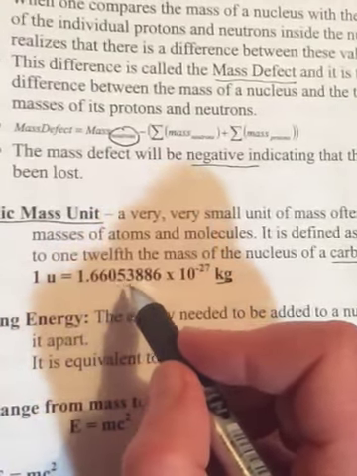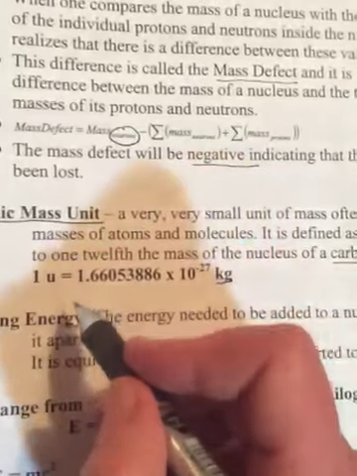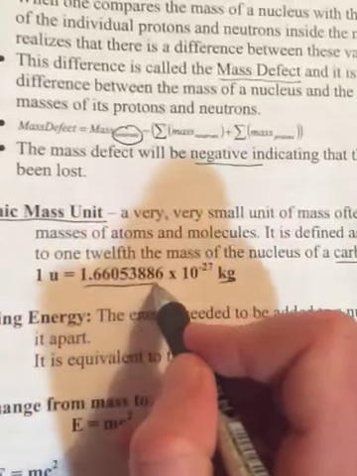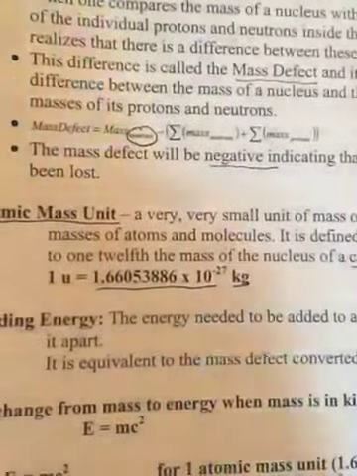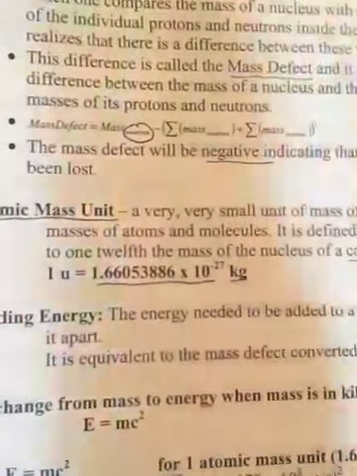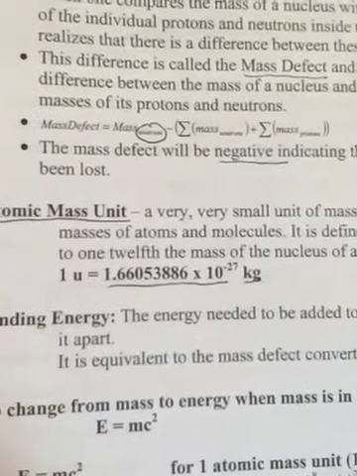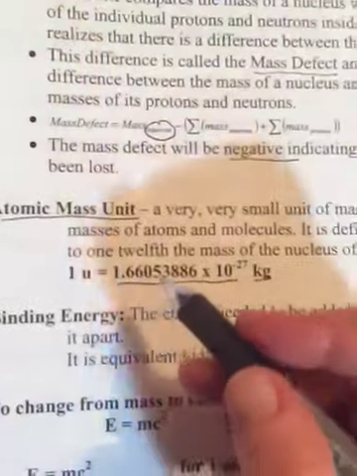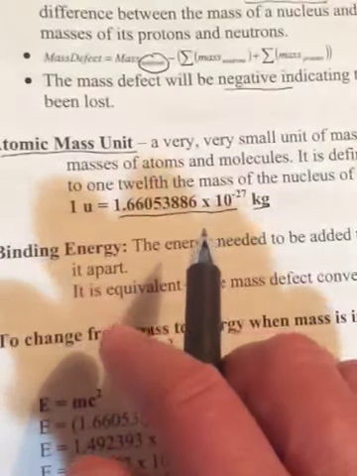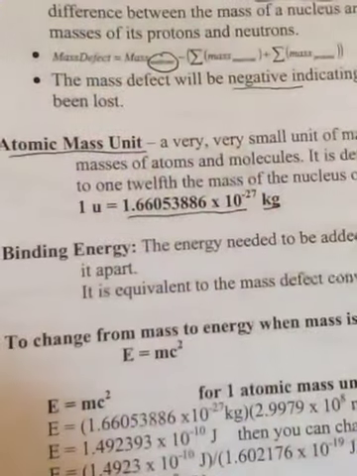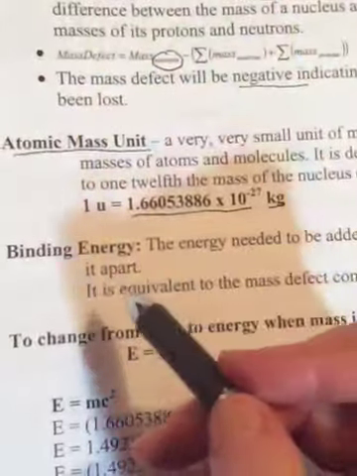1.660538886 times 10 to the -27th. Do you need to memorize this number? No, sometimes you need to be able to switch from atomic mass units to kilograms, but I'll show you an easier way to do it than memorizing this number. Hey, if you want to memorize one more number, fill your boots, but you really don't need to. I'll show you a way around it.